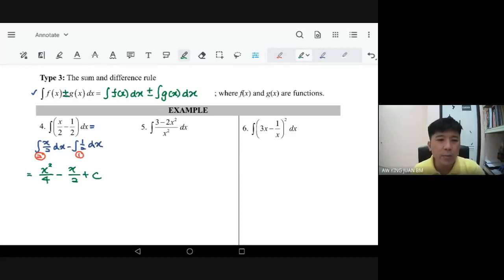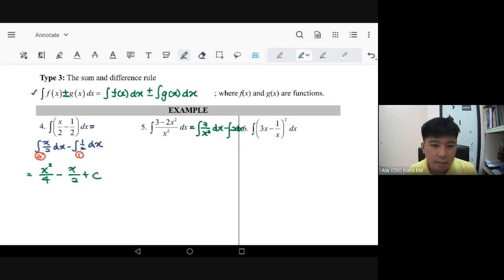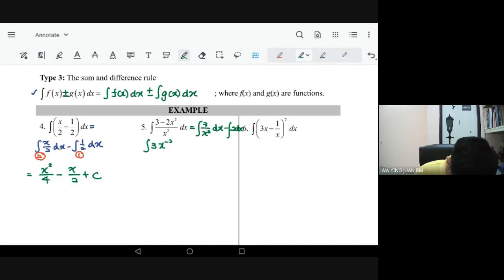Example 5 ini, you tak boleh integrate macam sebelum ini. Kita kena modify sikit. Iaitu integrate 3 over x square dx minus integrate, kita boleh nampak 2 dx. Kenapa 2 dx? Sebab saya boleh simplify. Negative 2x square over x square, ringkaskan dia, tinggal negative 2 sahaja. So, saya masih tak nak integrate lagi. Saya nak modify situasi itu. Bila saya modify, integrate 3x to the power negative 2 dx minus integrate 2 dx.